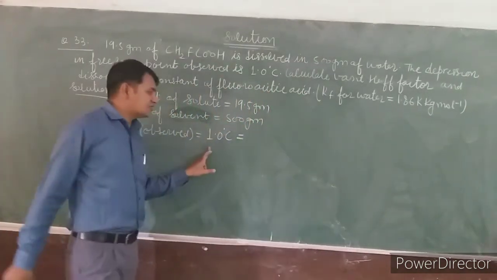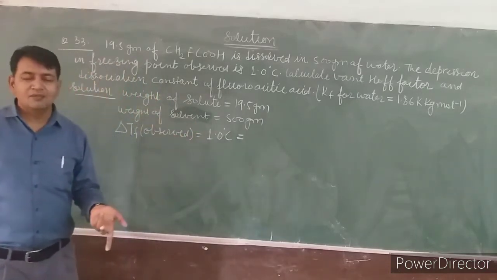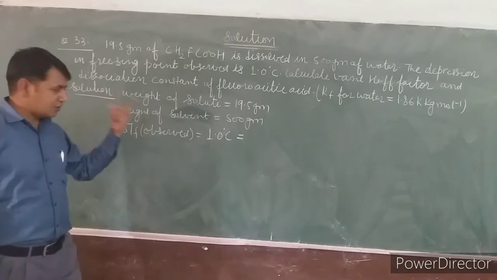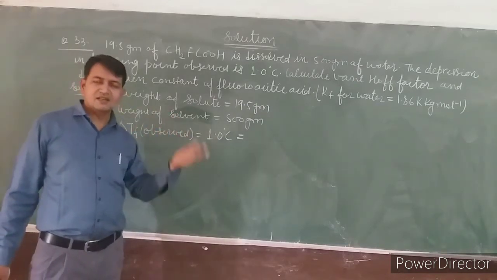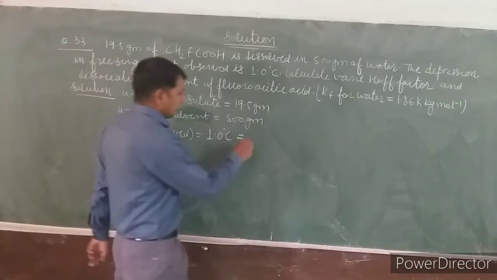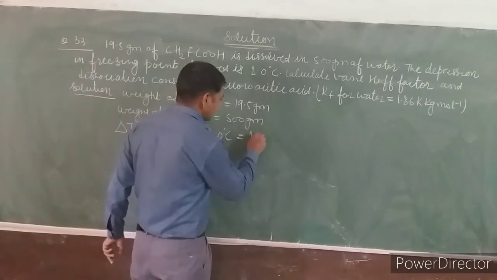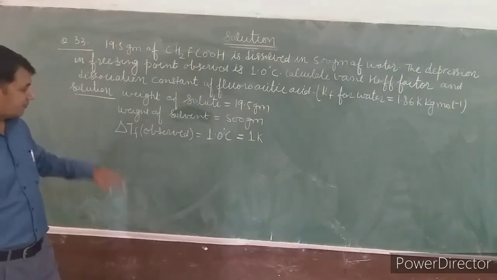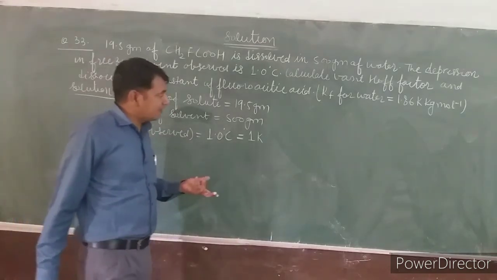Never change this degree Celsius into Kelvin by adding 273, because this is the difference. So whatever is the difference in degree Celsius, that will be the same for Kelvin also. So we can write directly here, this is 1 Kelvin. This is an important thing.